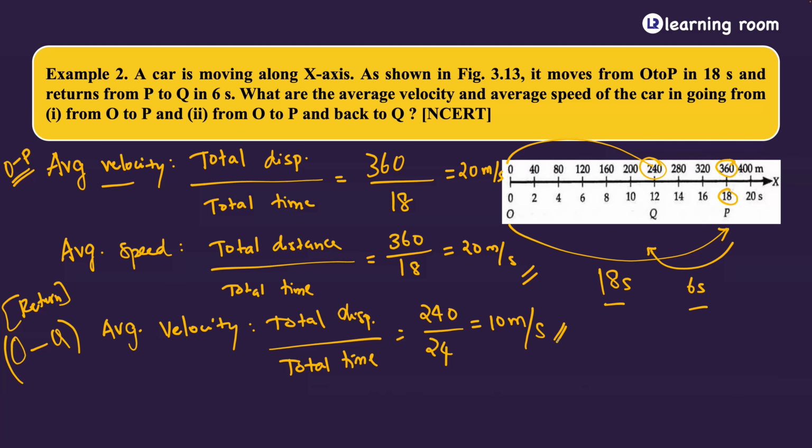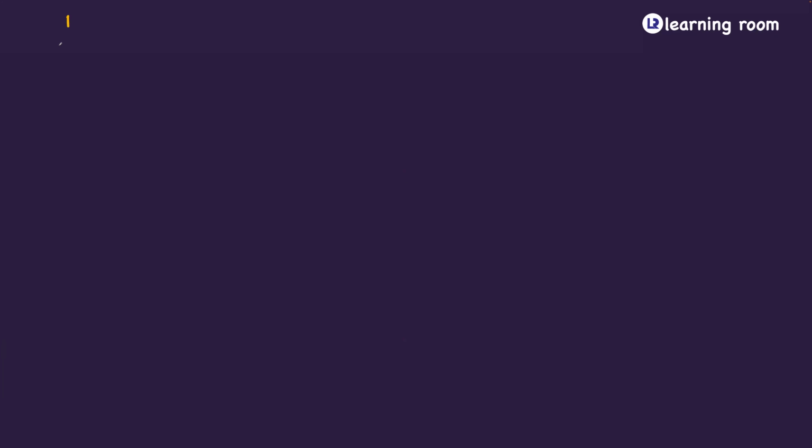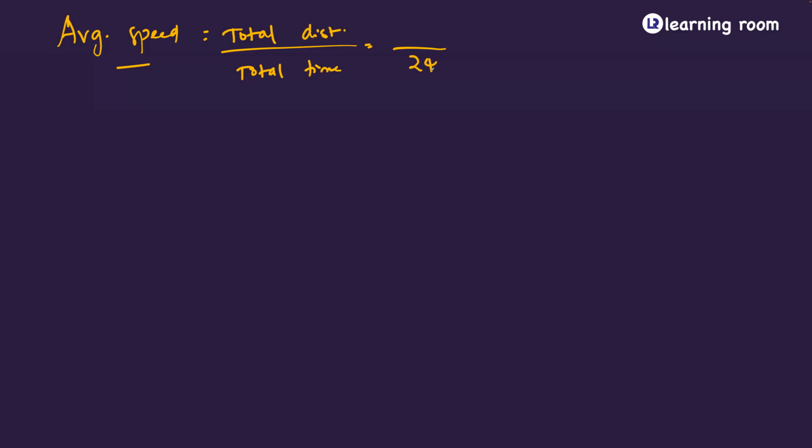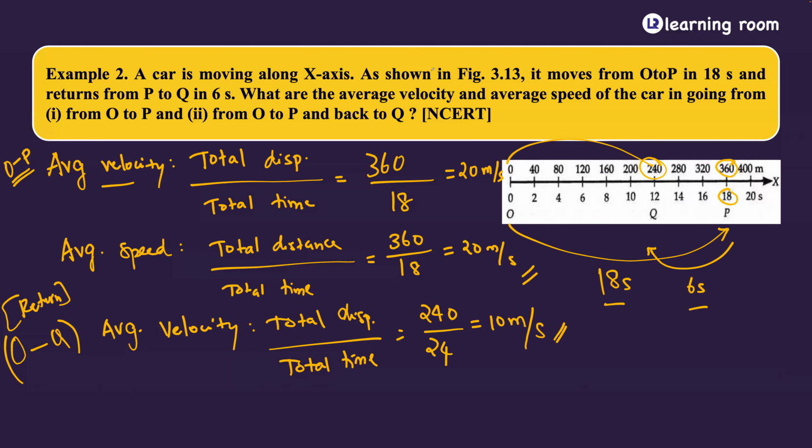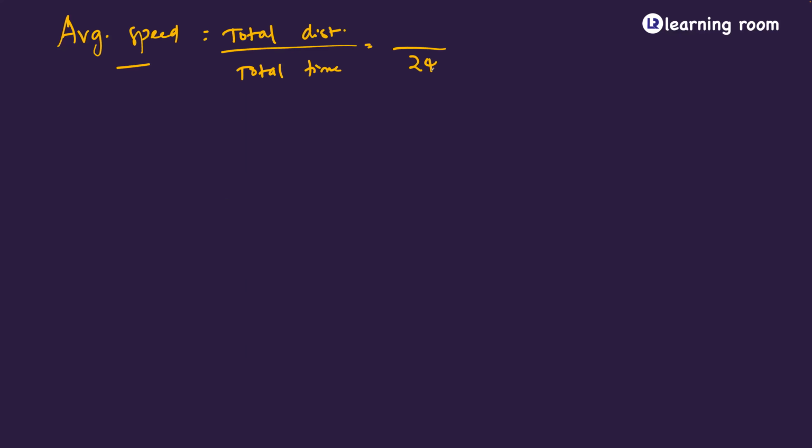What about the average speed? So when I talk about average speed, it is going to be the total distance by total time. So total time is still going to be 24 only, but the total distance is going to be O to P 360 plus from 360 to 240, the difference is 120. So 360 plus 120 is going to give us 480. So it is going to be 480, hence the average speed is maintained at the same value.